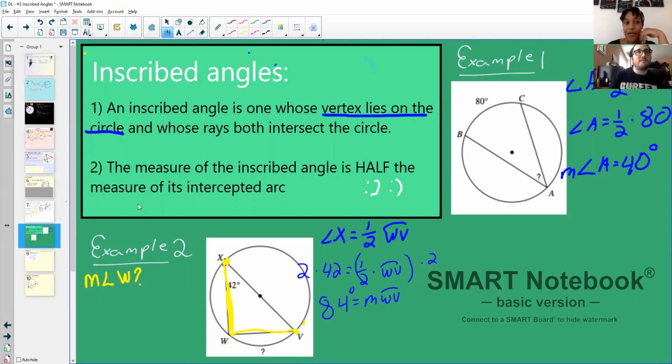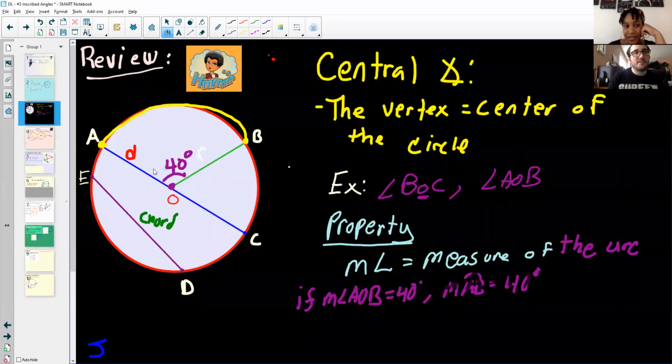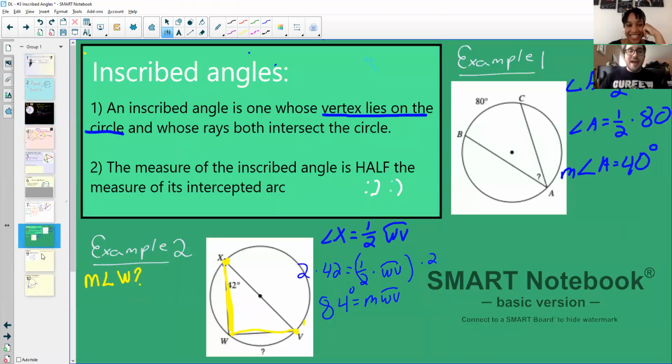So XV, what part of the circle is that? Remember we talked about it at the very beginning. It goes from one end of the circle to the other, and it passes through the center. What is that line called? Yeah, a diameter. That's a diameter. And a diameter is half of a circle, right?